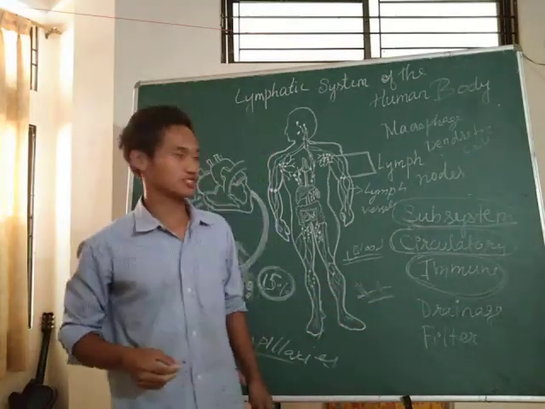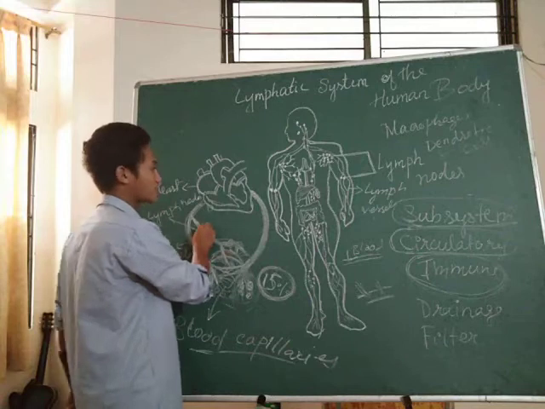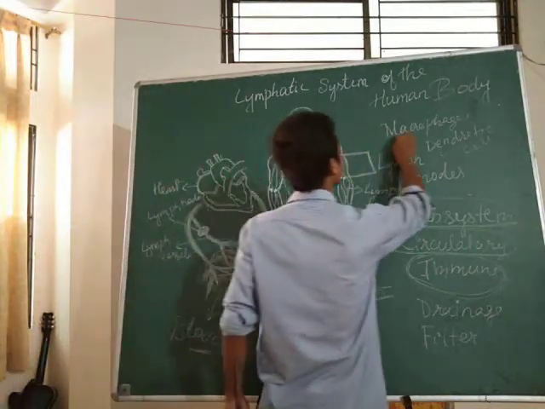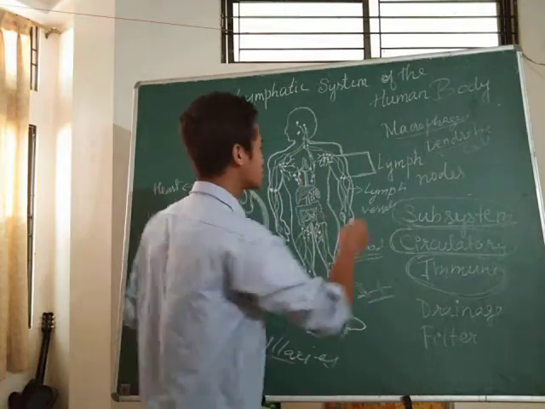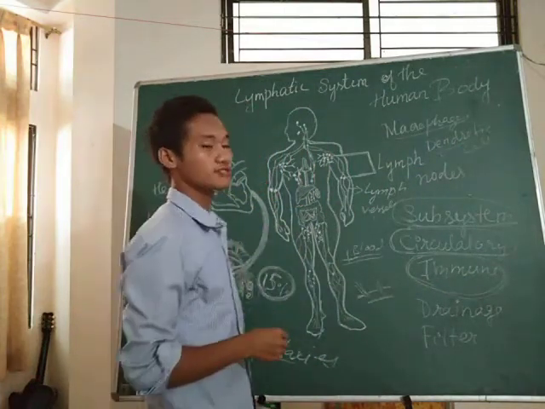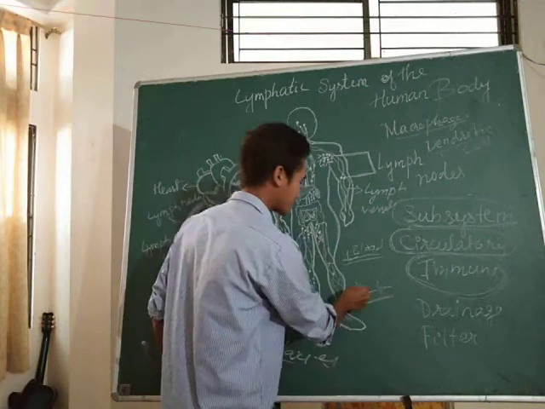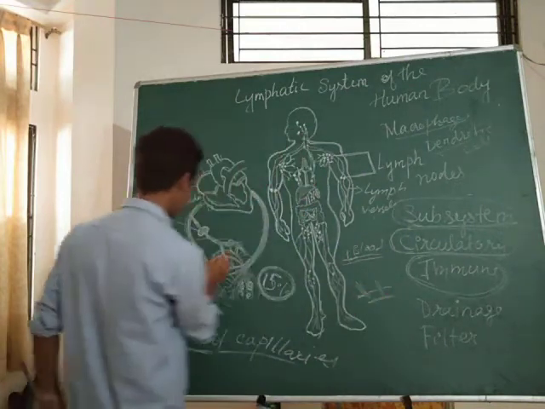Subsystem of immune system. Okay, this lymph node contains two important things, what are they called? Macrophages and dendritic cells. Okay, so this helps in what? This helps in killing the bacteria that has entered through the lymph vessels.